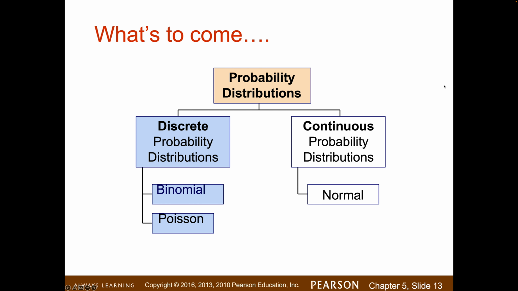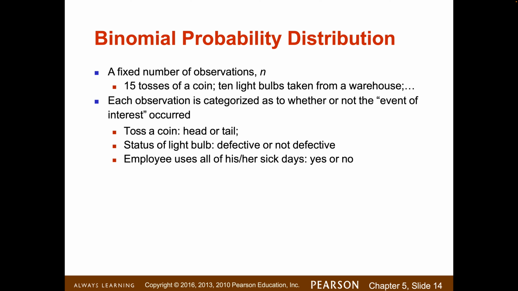So what's to come? In this lesson, we are going to study only the binomial discrete probability distribution, and then we're going to move into the continuous probability distributions and look at the normal distribution. So a little bit about the binomial distribution. Binomial, as you would expect from the prefix bi, means two. The first thing we have to consider with the binomial probability distribution is we have a fixed number of observations. We toss a coin 15 times, we collect 10 light bulbs from a warehouse, whatever it is, we fix the number of observations.